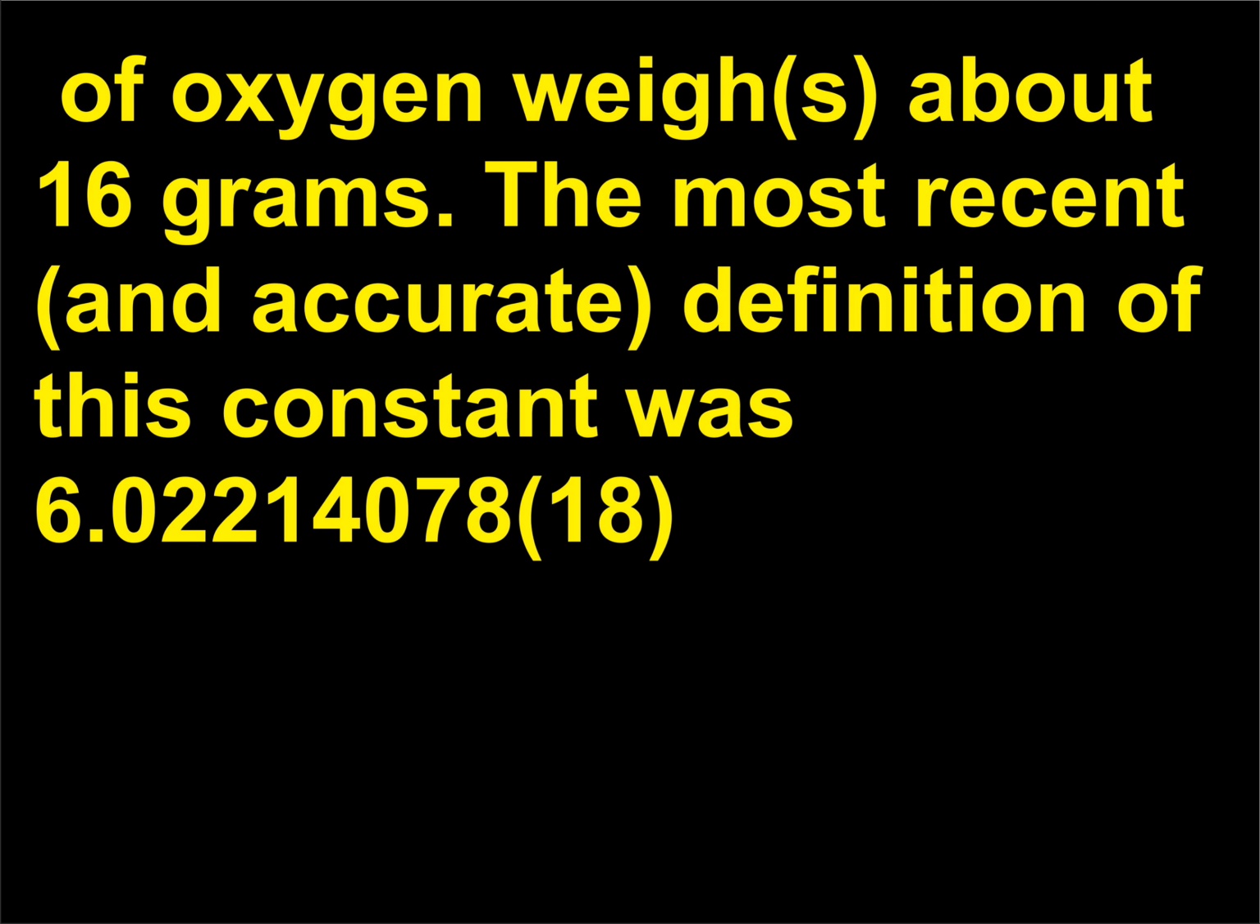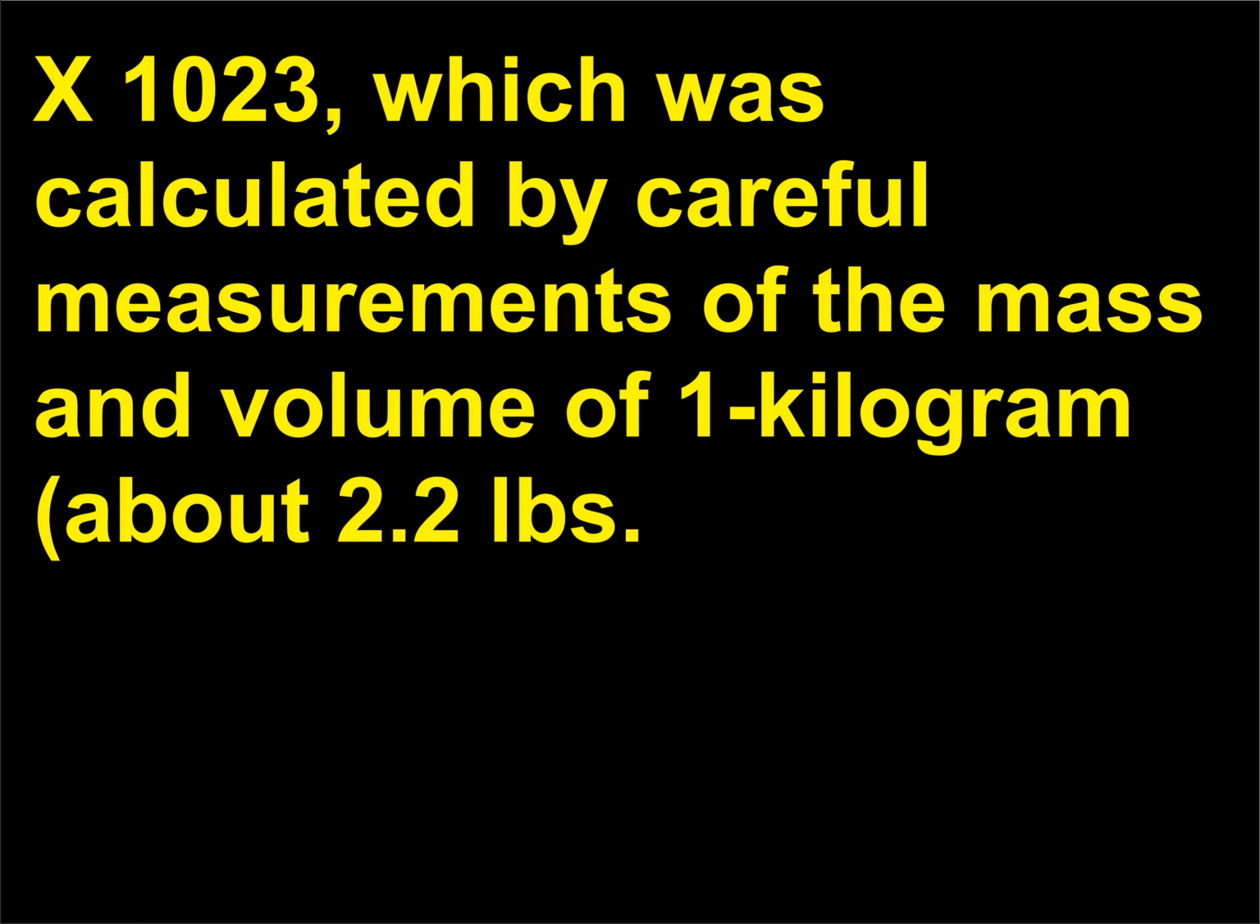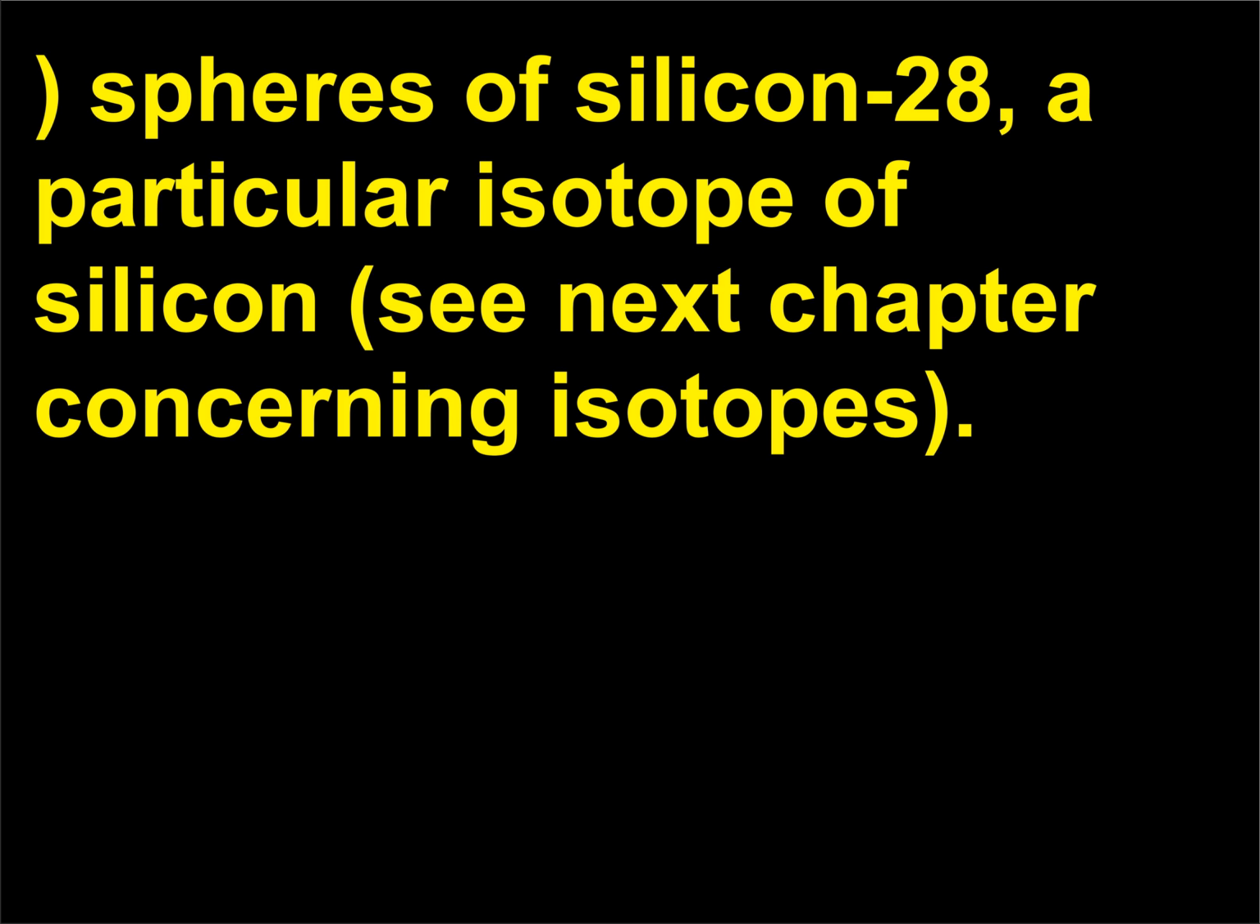The most recent, and accurate, definition of this constant was 6.02214078 x 10^23, which was calculated by careful measurements of the mass and volume of 1 kilogram, about 2.2 pounds, spheres of silicon-28, a particular isotope of silicon, see next chapter concerning isotopes.